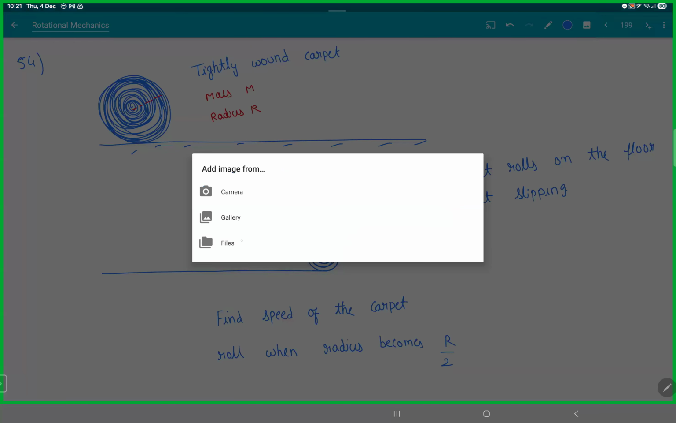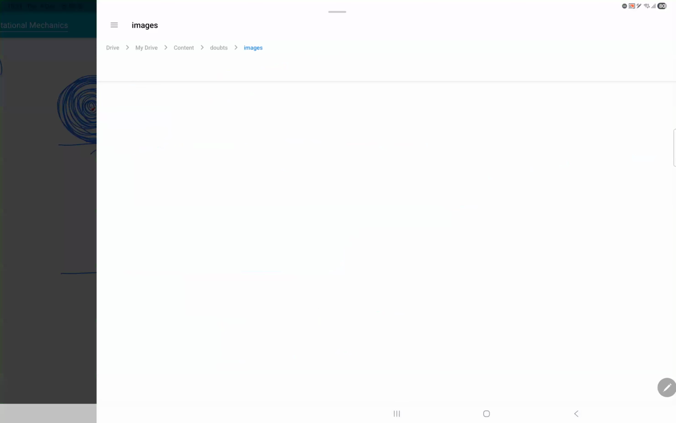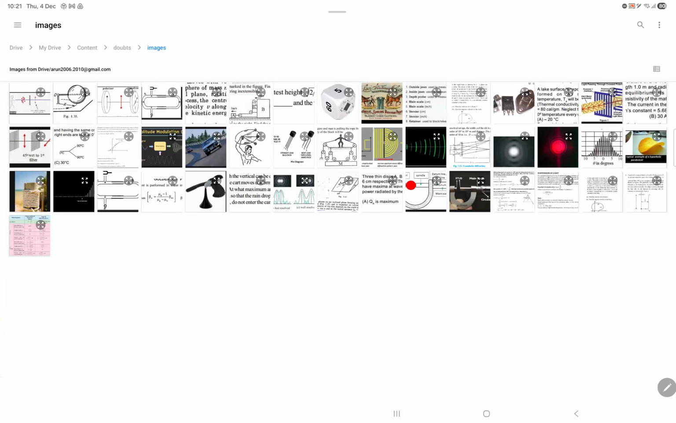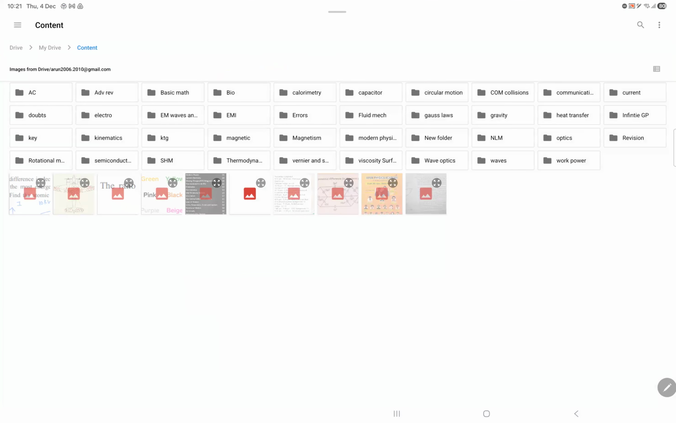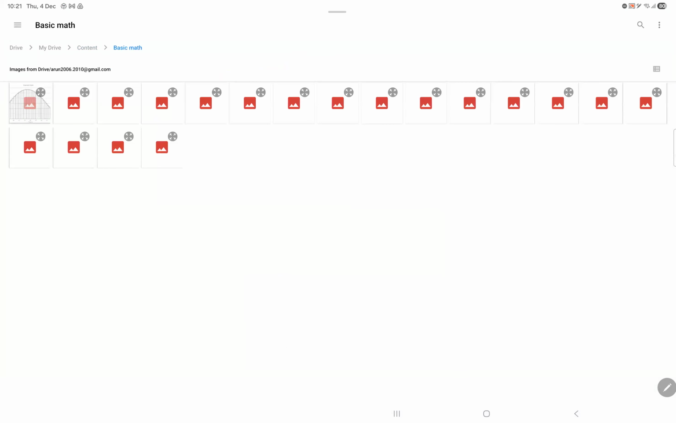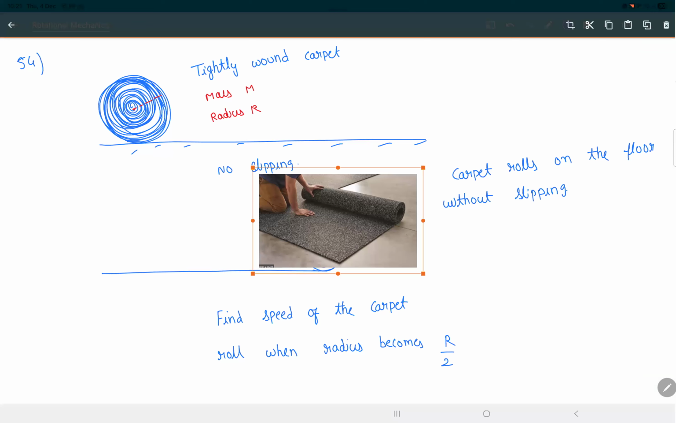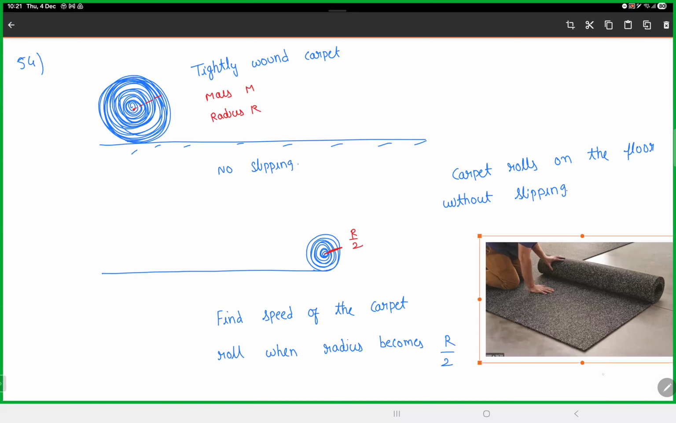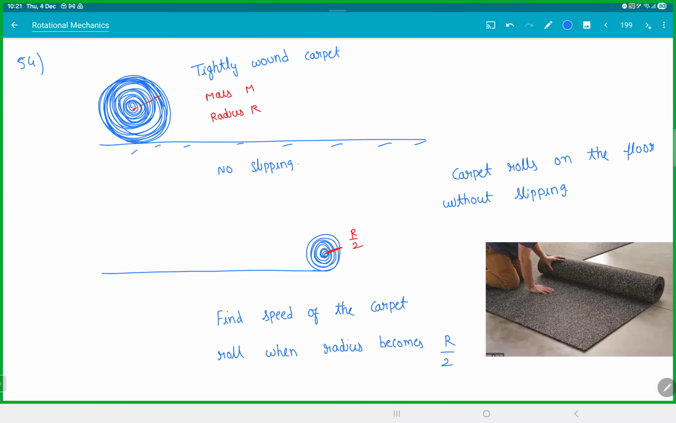In case you're wondering, the picture will kind of look like this. Something like this. You have a carpet there and it's just rolling on the floor. So initially the carpet is at rest and you give a slight push and the carpet started rolling on its own. Find the speed of the carpet when the radius becomes R by 2.